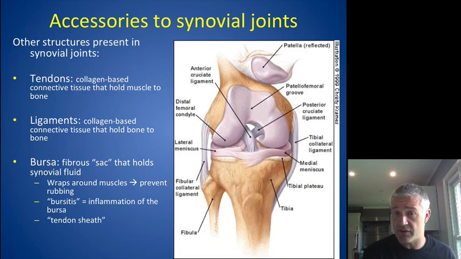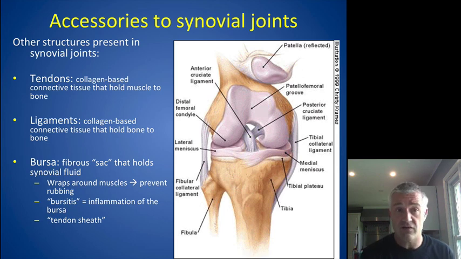And again, the other thing that we'll see in certain joints here is what's called a bursal sac, a bursa. Sometimes this helps to redirect tendons that are crossing over a joint, makes it so it's not rubbing on the bone. You can sometimes get inflammation of these, and it's called bursitis. It kind of will swell up.